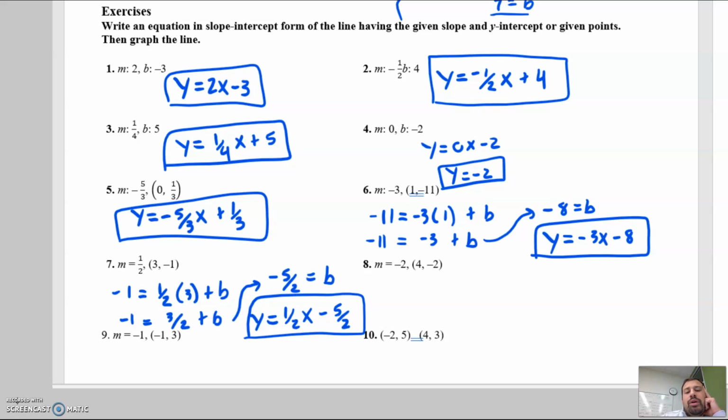Number 6, I had to plug the point in and the slope in. You can see my answer there. Number 7, I did the same thing. If it helps you to write things as decimals, you can. Otherwise, just keep the fraction and perform operations with fractions. You're encouraged to use a calculator if you need to.